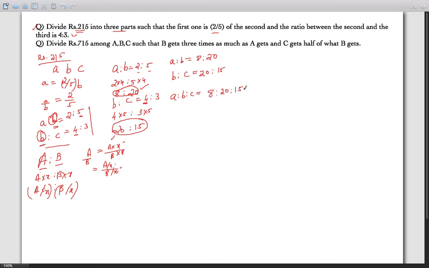Now read the question. You have to divide rupees 215 into three parts. We are dividing it into three parts which are in the ratio 8 is to 20 is to 15. Now follow the regular procedure.